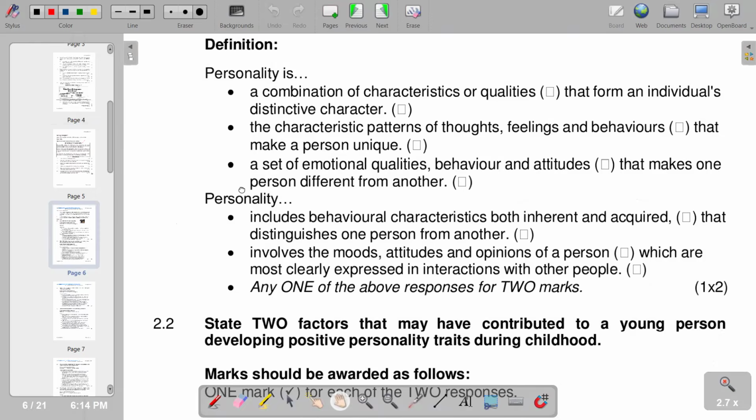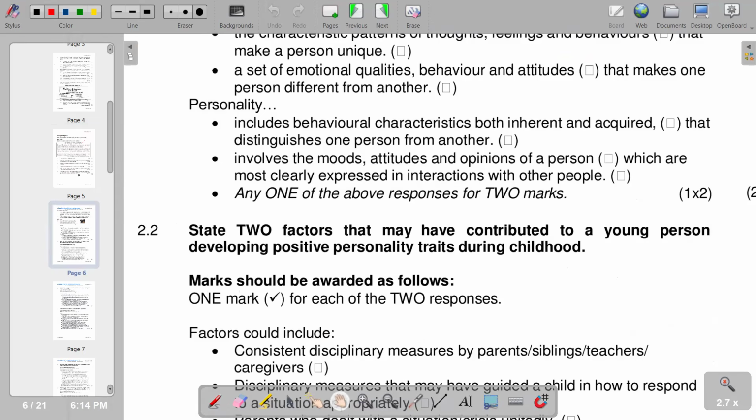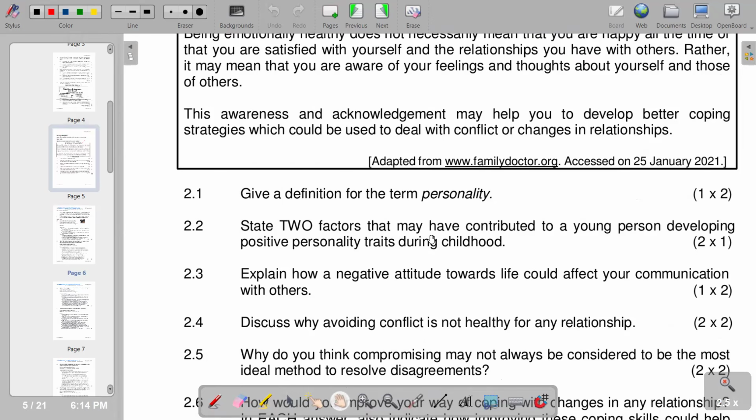For the second part of our question, it says, name 2 factors that may have contributed to a young person developing positive personality traits during childhood. So what points can we raise according to our 2.2?